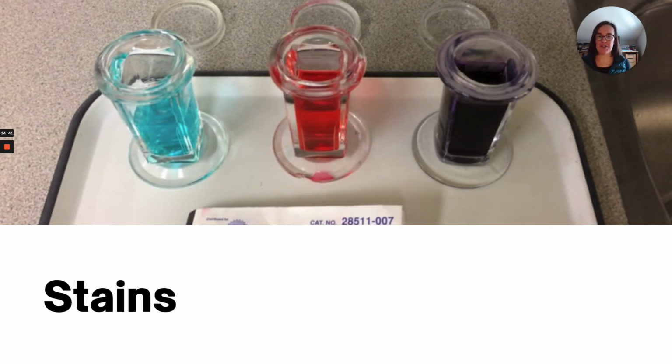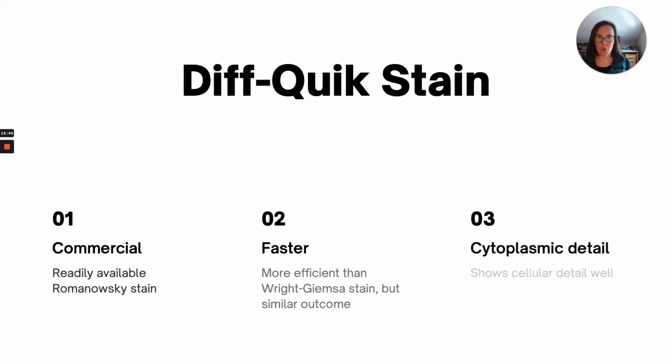Okay, stains. We're all really just using Diff-Quik stains, and that's absolutely appropriate for our skin and ear cases. It's a commercially prepared Romanovsky stain. It is more efficient than using a Wright-Giemsa stain, but it has a very similar outcome. And also we don't need to be doing Gram stains on the majority of our cytology slides in clinic because we're often not trying to differentiate between gram-positive and gram-negative bacteria. There is some value to doing that, but that's definitely not something that I am doing on a daily basis and not something that I wanted to have in this lesson because I just don't think it's necessary to go that deep when it comes to basic cytology.